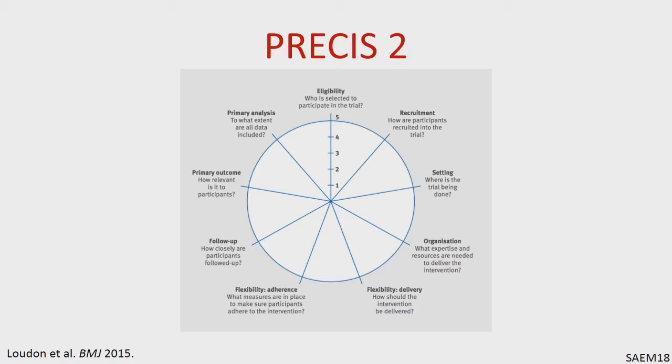So as you develop these wheels for the type of study you're developing, the larger the area within this wheel, the more pragmatic your study will be. As you can see from the domains, it's eligibility, who's selected to participate in the trial, recruitment, how are the participants recruited into the trial, setting, organization, how the intervention is delivered and adhered to, follow-up, primary outcome and analysis.